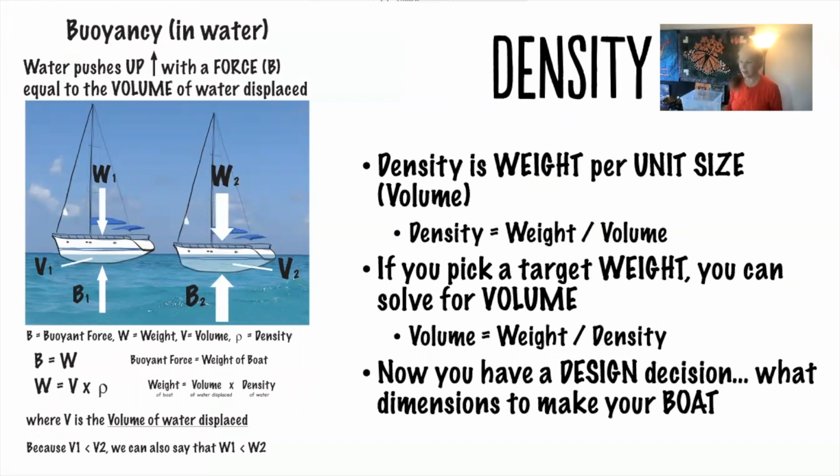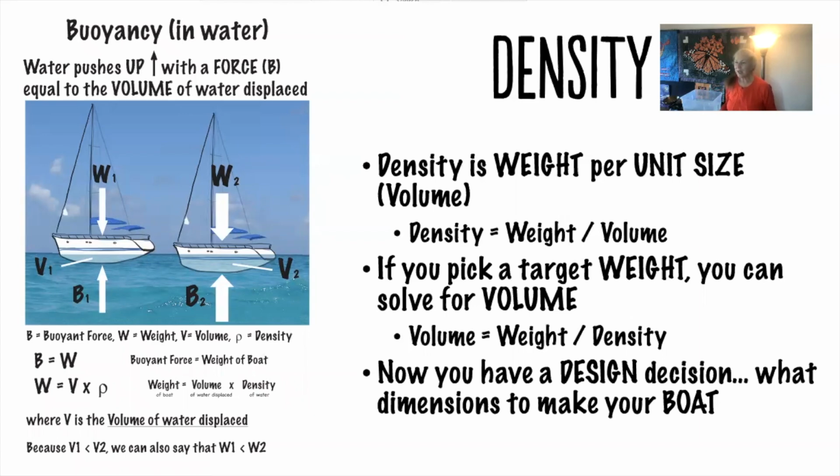Okay, so density is weight per unit size. And we can write that out with abbreviations. I've put it on the slide as just density equals weight divided by volume. So how do we use this?